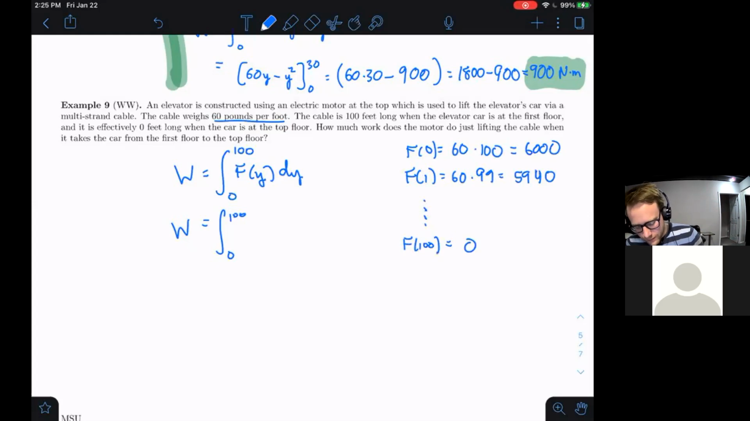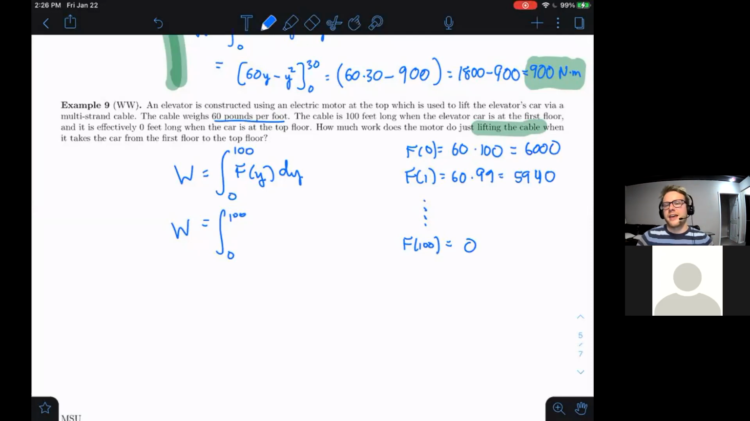Is there a car for the elevator problem? So this one, it doesn't have any weight given to the car. In particular, it's just asking about lifting the cable. So yeah, in a real situation, you would of course have weight given to the elevator car as well, but we're just interested in the cable.